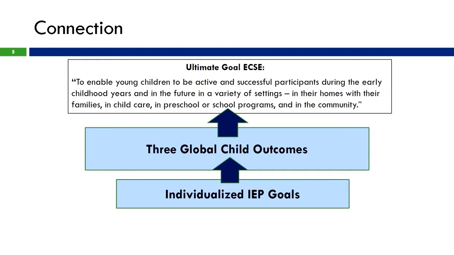Measuring progress on the 3 global outcomes does not change the need for or the importance of individualized outcomes. Helping children achieve the functional, individualized outcomes outlined in their IEPs enables them to make progress in the 3 global outcomes and to achieve the ultimate goal of full participation. The child's individualized IEP goals should support progress in the 3 global outcomes.